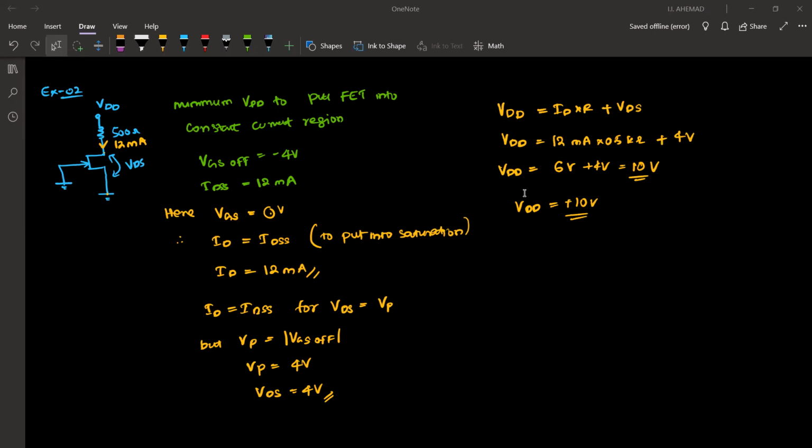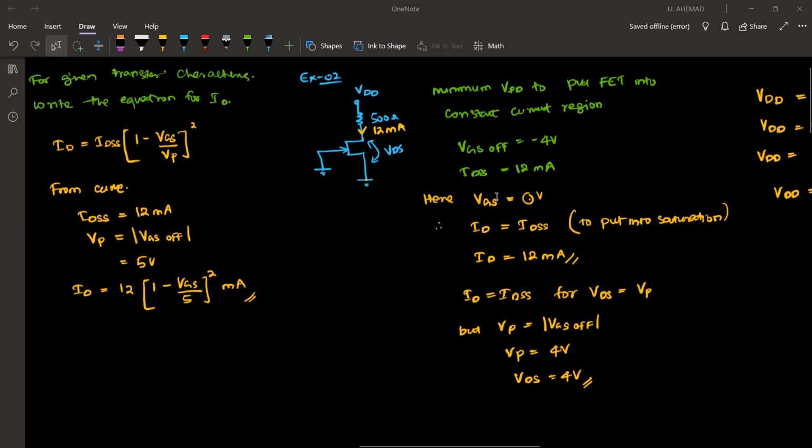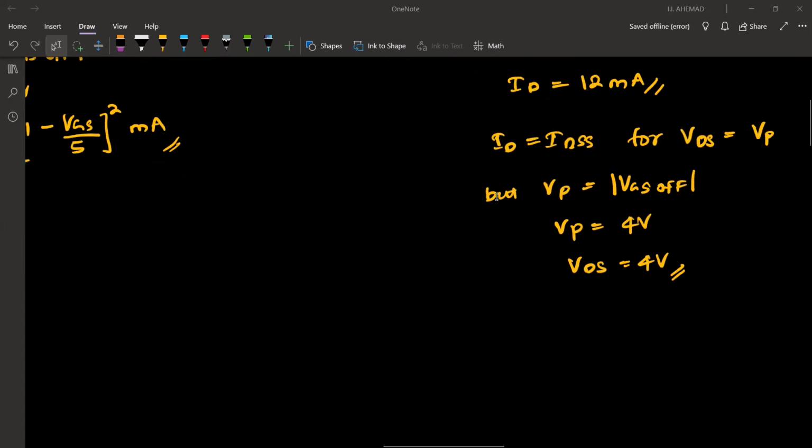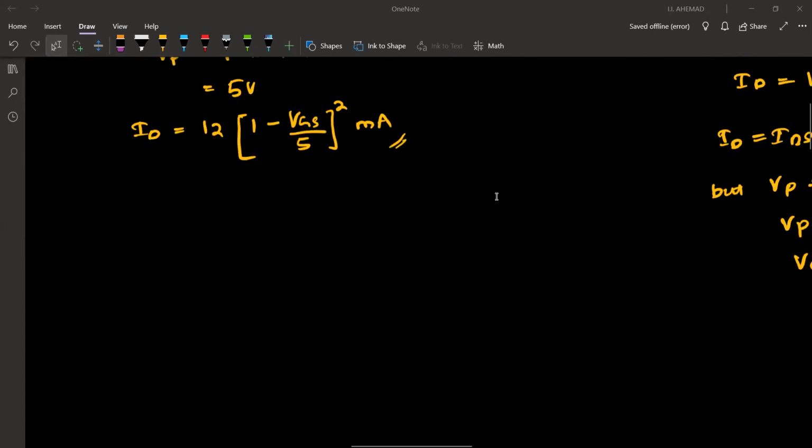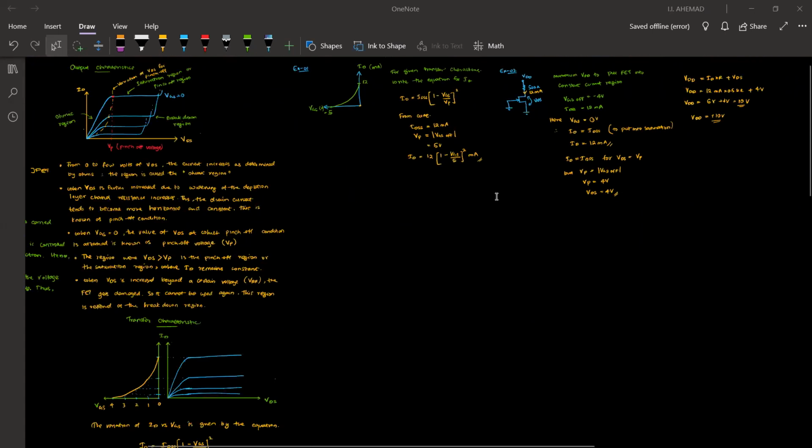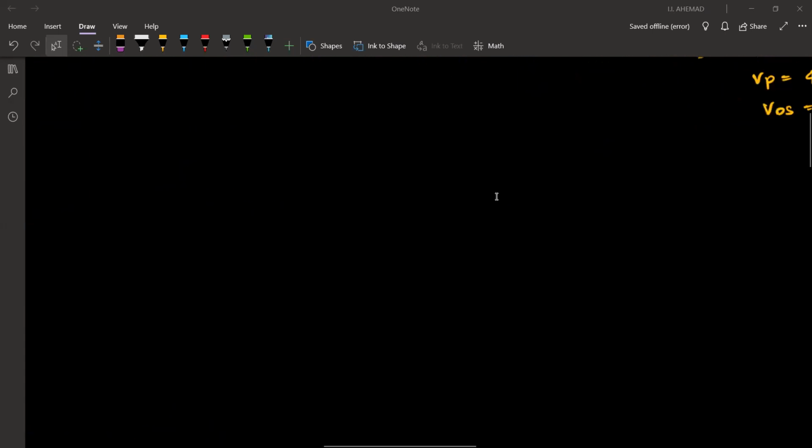Completed, right? Copy. So we can use FET as an amplifier also. So the next subtopic: JFET as an amplifier.